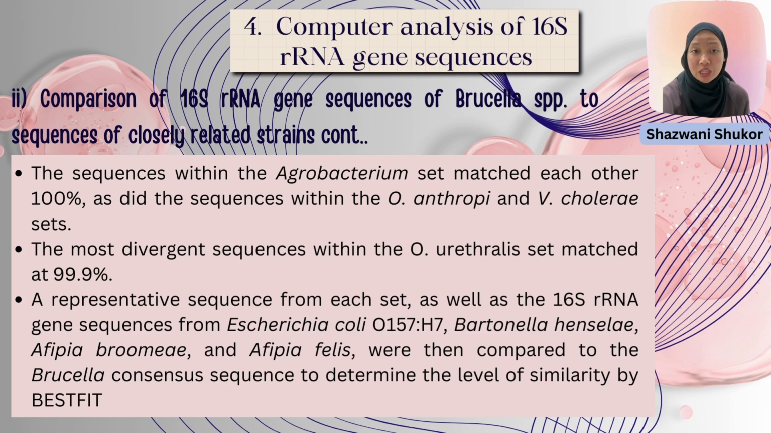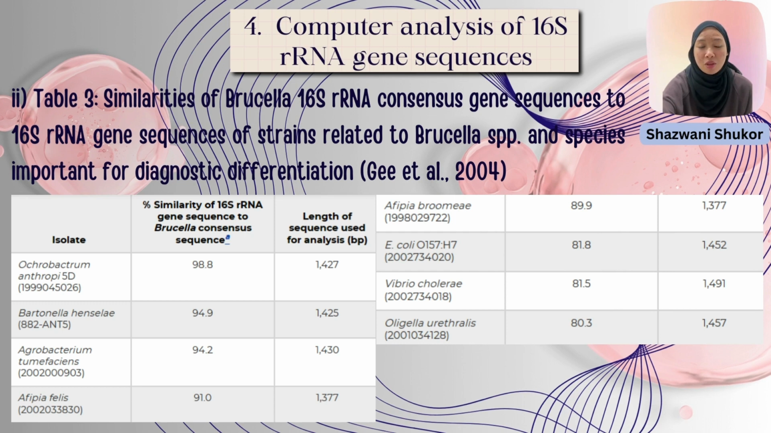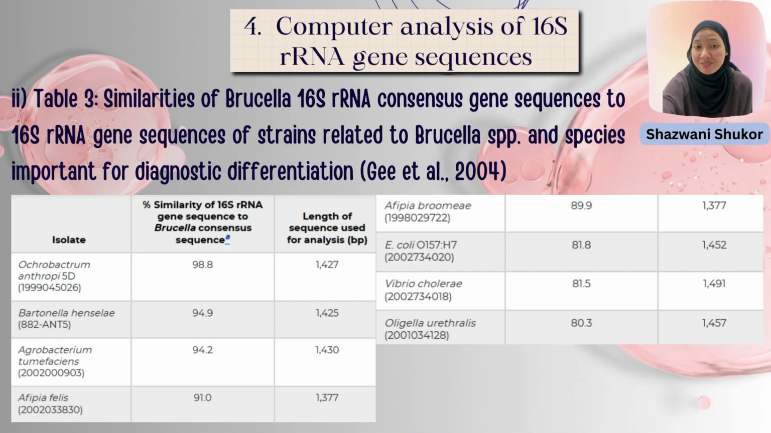A representative sequence from each set, as well as the 16S rRNA gene sequences from E. coli, B. hansleyi, A. brumae, and A. felis, were then compared to the Brucella consensus sequence to determine the level of similarity by best fit. This slide shows the table of similarities of Brucella 16S rRNA consensus gene sequences to 16S rRNA gene sequences of strains related to Brucella species and species important for diagnostic differentiation.